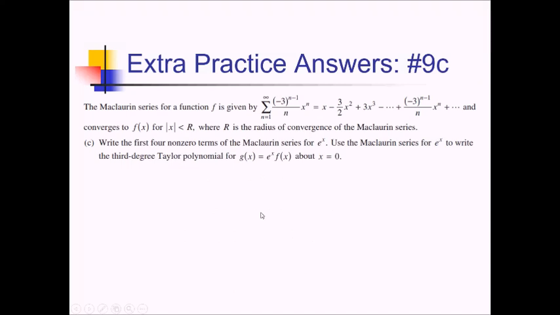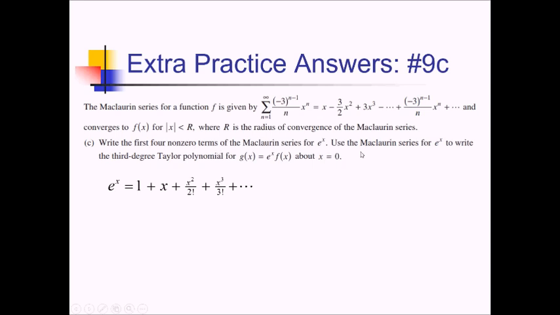For the final boss battle on this free response, they want the first 4 non-zero terms of a Maclaurin series for e to the x, and then there's some more they want us to do. Let's start there, though. This is one that you need to have memorized. This is going to be 1 plus x plus x squared over 2 factorial plus x cubed over 3 factorial, and we could keep going in this pattern, but they just wanted the first 4 non-zero terms.